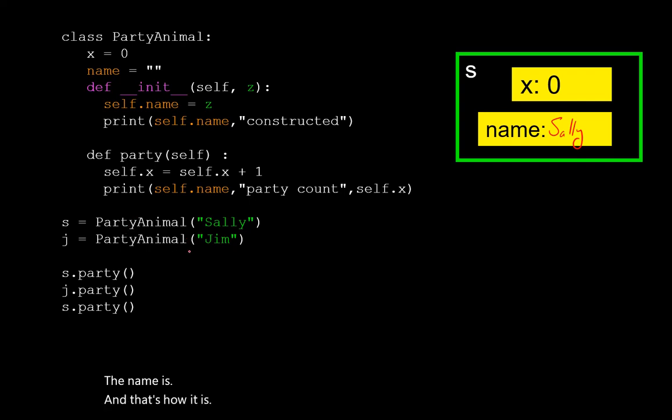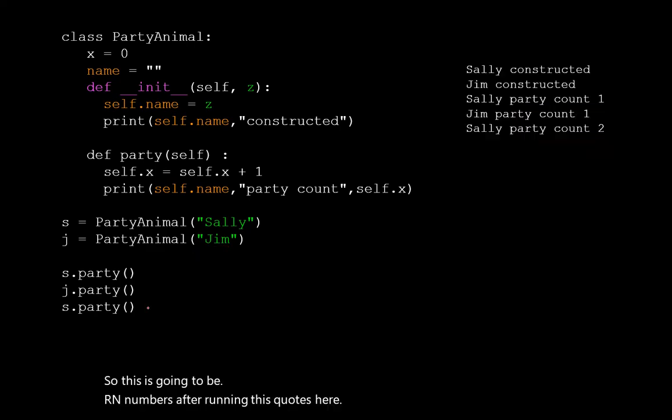Now we're going to create another object, and we call it Jim. So again, at the end, Sally partied once, one extra than Jim.